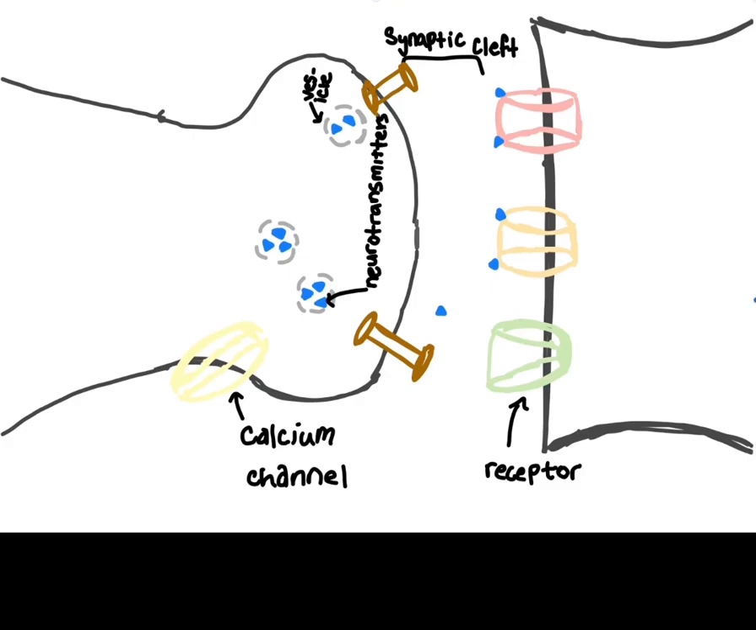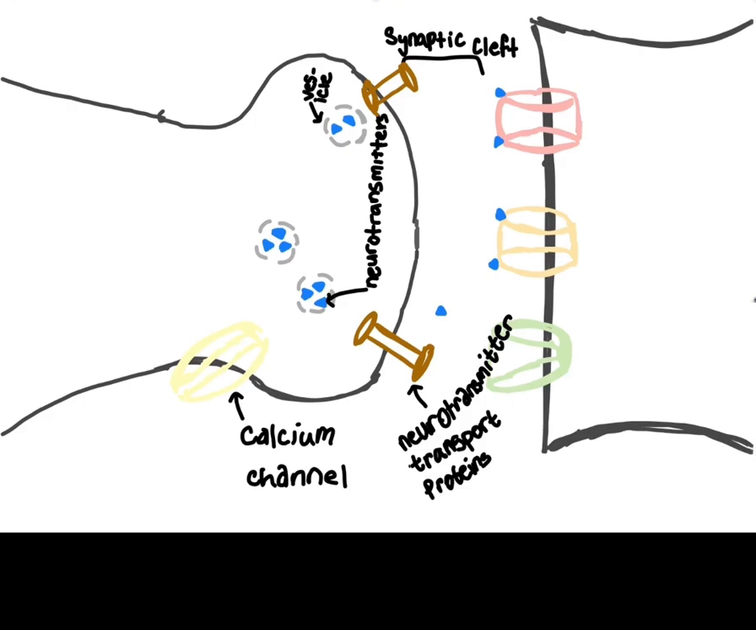The third thing that can happen is that the neurotransmitters are recycled. They are brought back into the presynaptic cell through neurotransmitter transport proteins. They are then repackaged and re-released into the synaptic cleft.